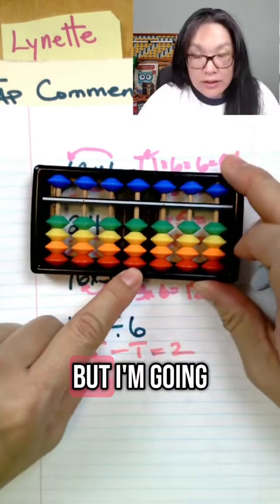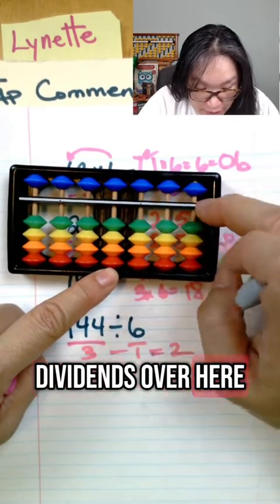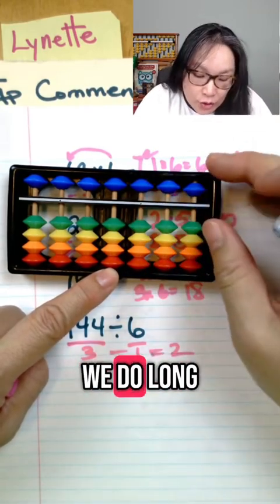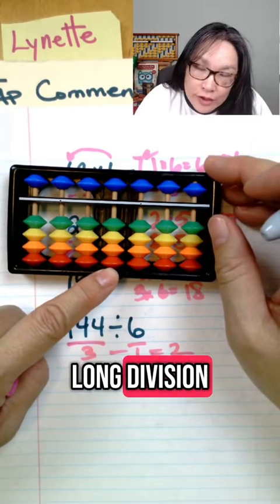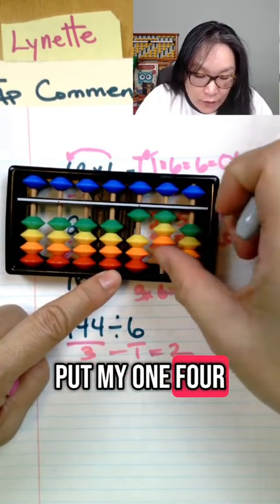But I am going to put my dividend over here so I can do my subtraction, just like we do in long division. So I'm going to put my 1, 4, and 4.